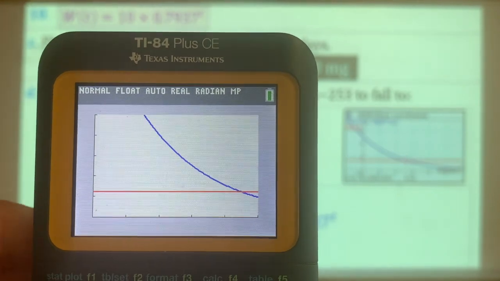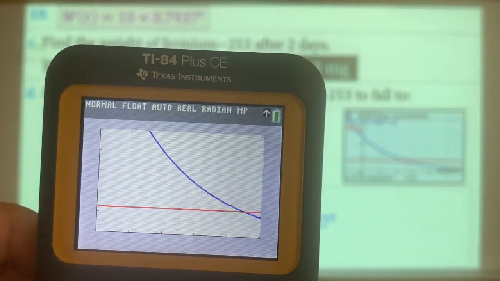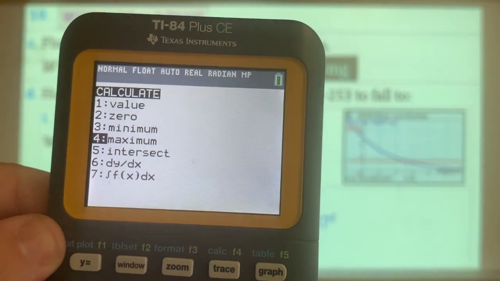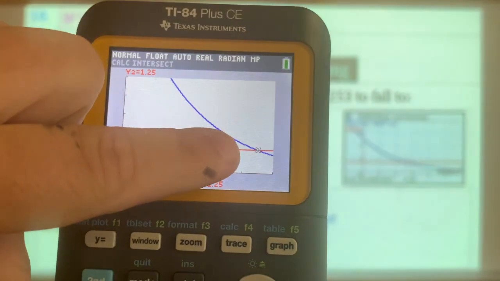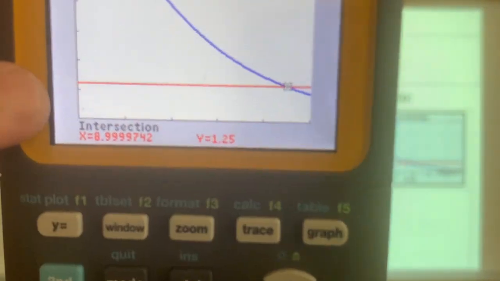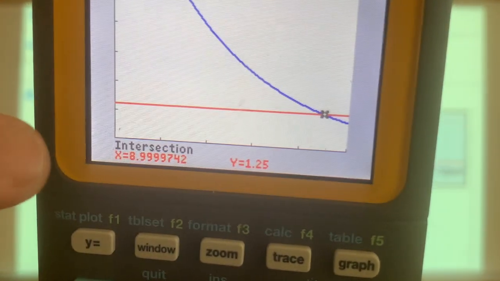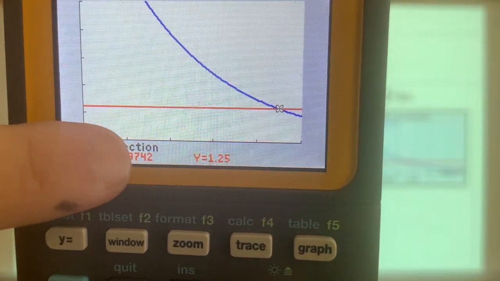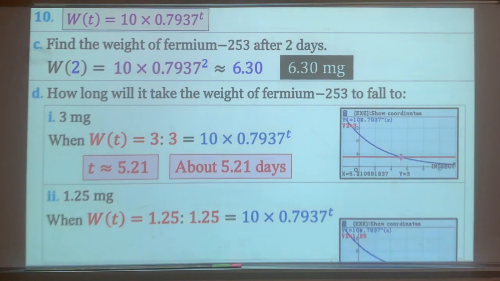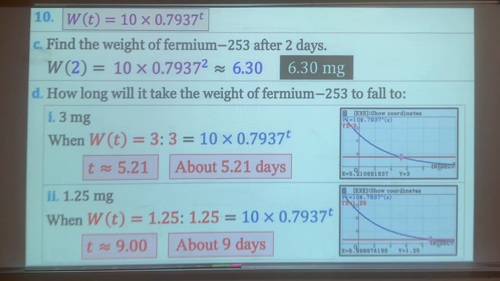Woo, barely does it, but it does it, so that's good enough for me. Second graph, and I don't really care what it looks like. I just want to be able to intersect it. Graph, graph, graph. I was able to hit it there, and it tells me that when Y is 1.25, X is 8.99999, so approximately 9.0, about 9 days. All right, so fermium keeps on falling and falling.